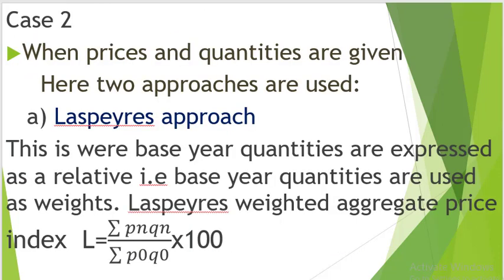When the prices and the quantities are given, two approaches are used, and the first one is Laspeyres approach. This is where base year quantities are expressed as relative, i.e. base year quantities are used as weights, and Laspeyres weighted aggregate price index is equal to summing Pn Qn over summing P naught Q naught times 100. Now up there you are seeing a product of Pn Qn, and down we are seeing a product of P naught Q naught.